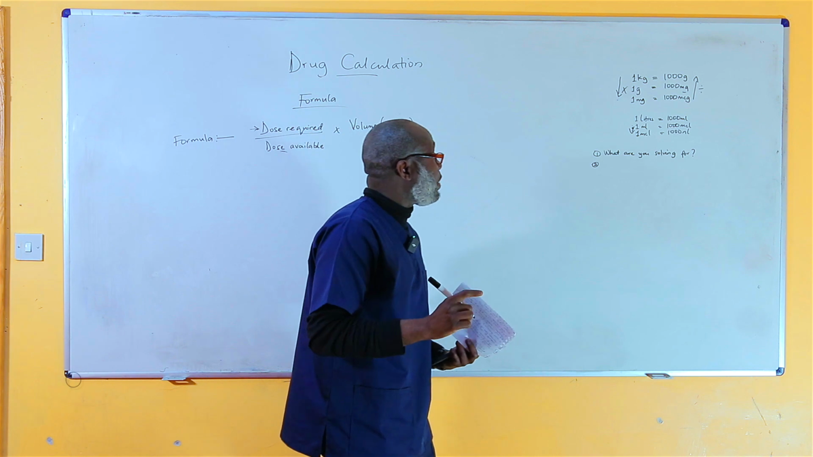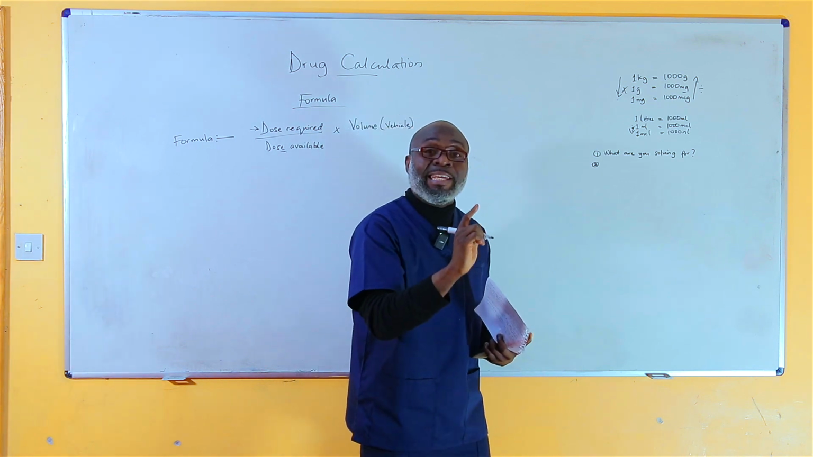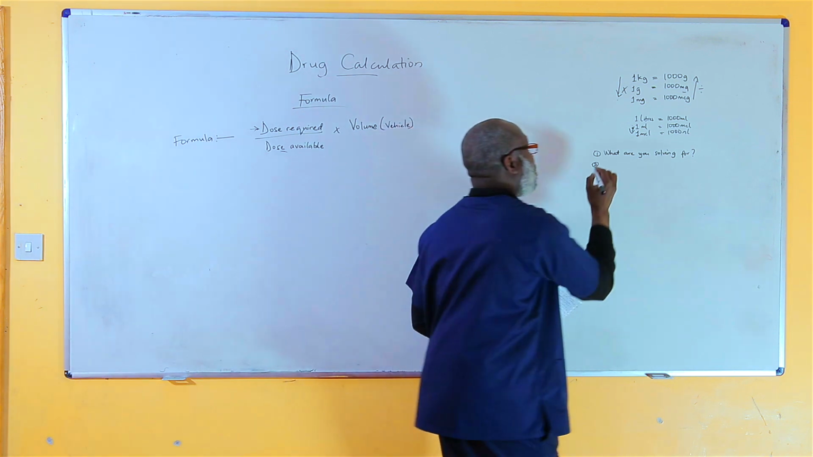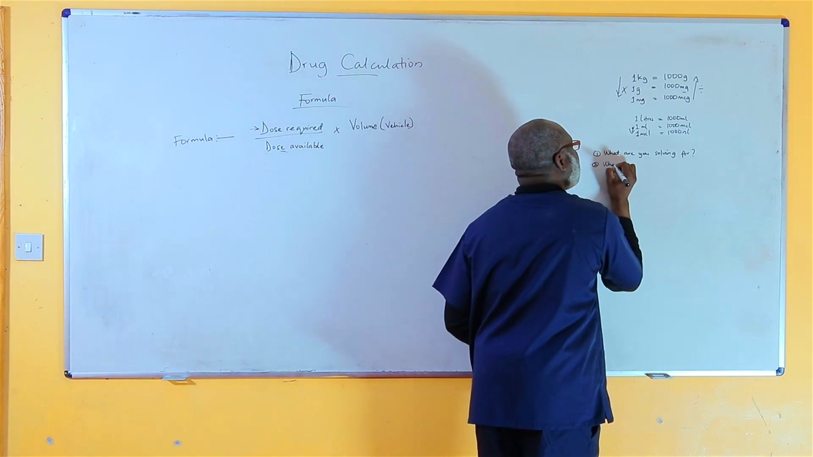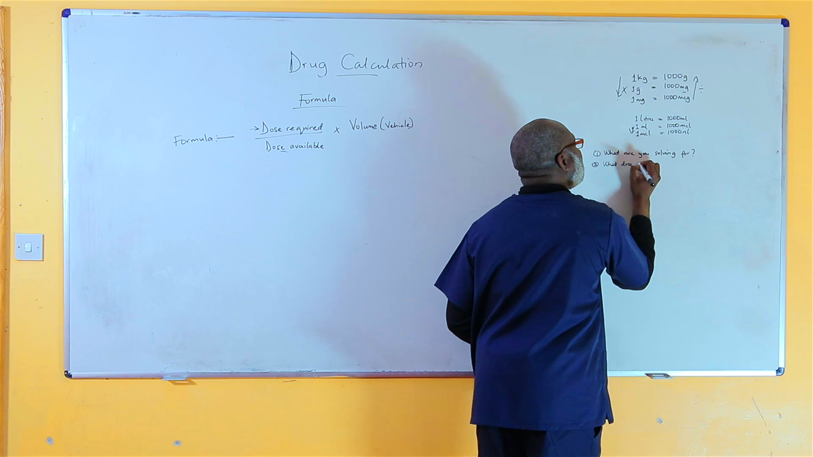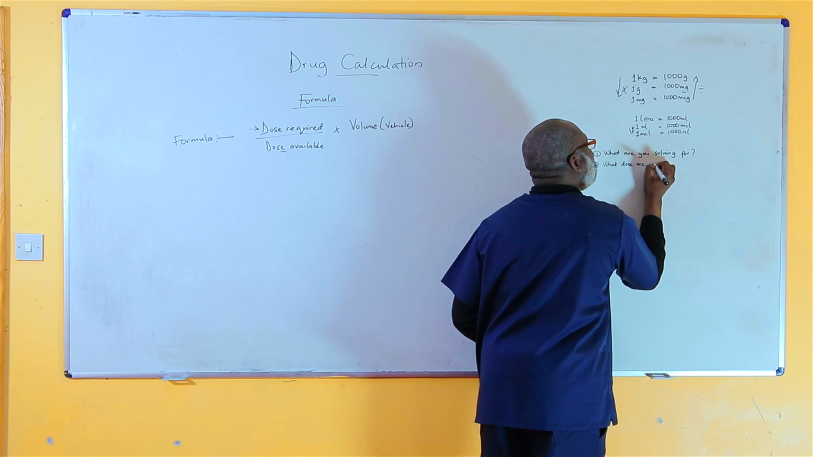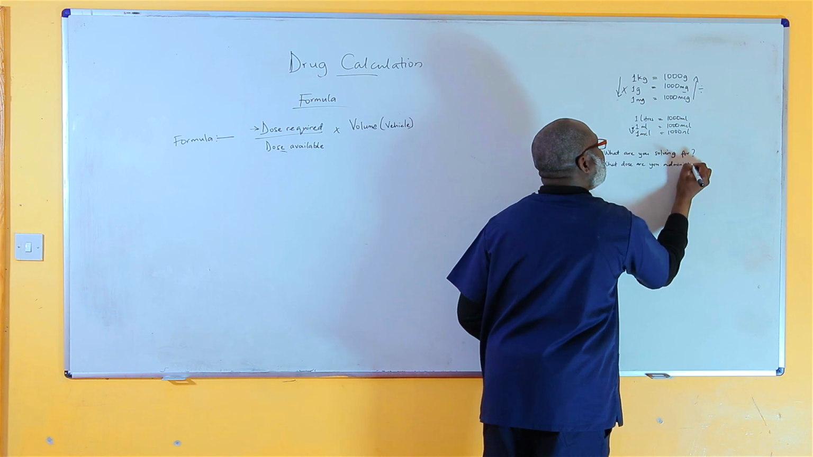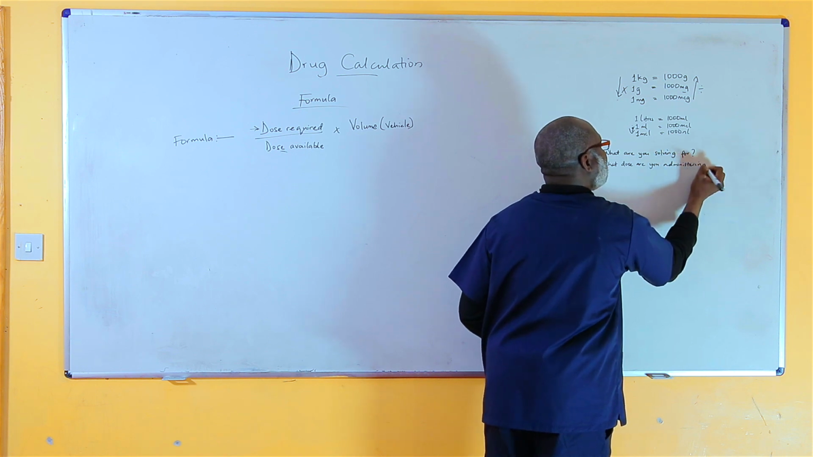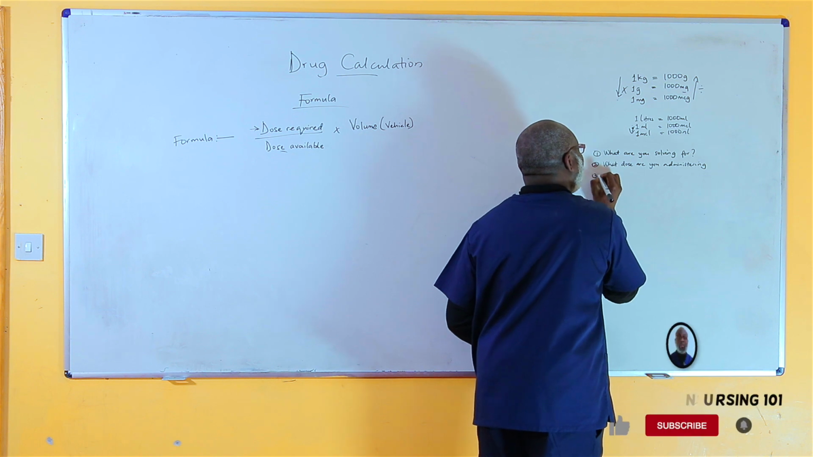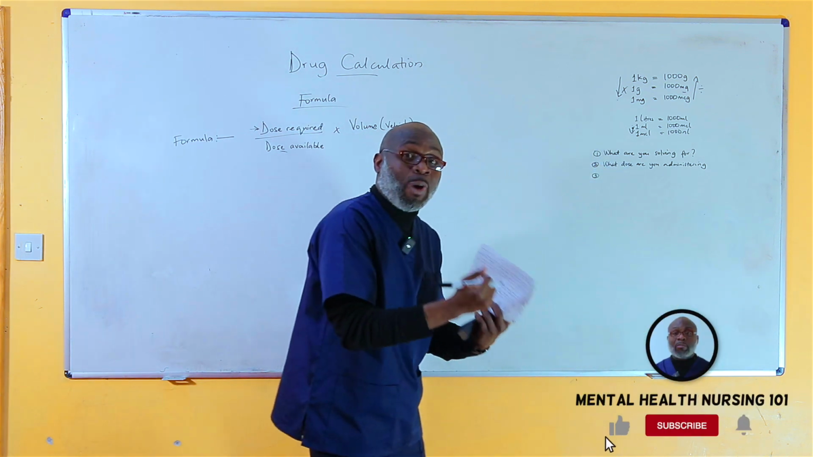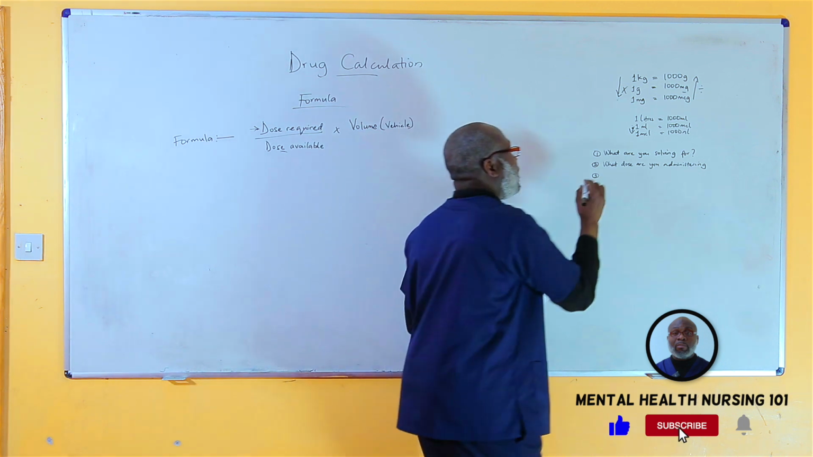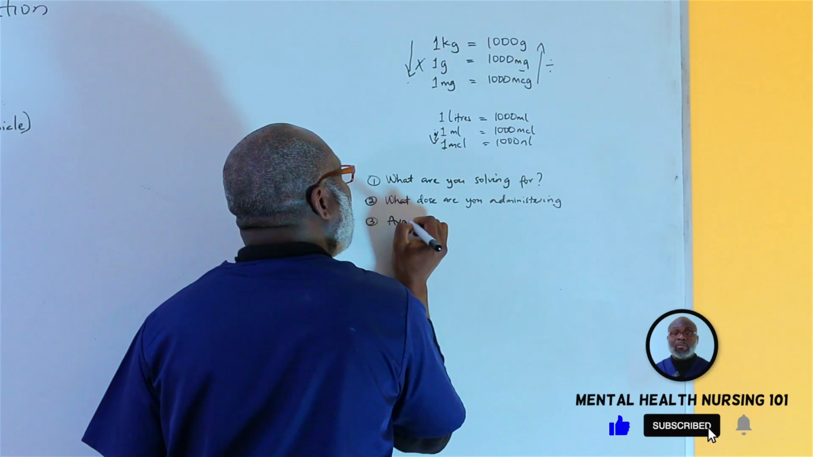Number 2 is, what exactly is the dose that you're administering to your patient? What dose are you administering to your patients? Then number 3, what dose do you have at hand? Which one is available for you? Available dose.